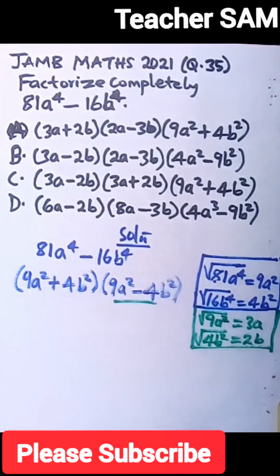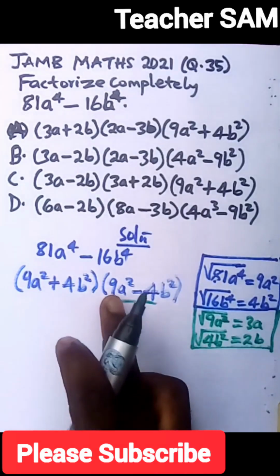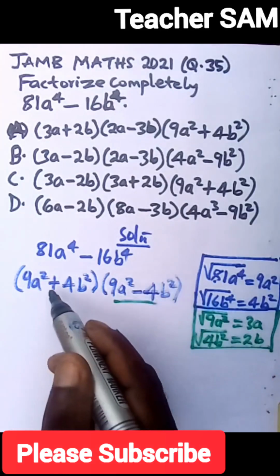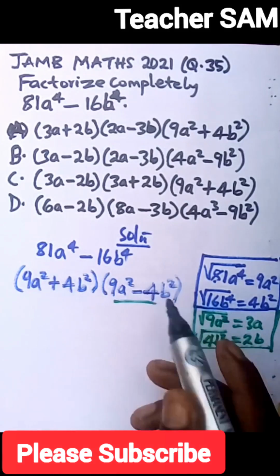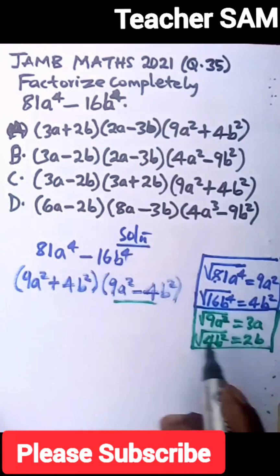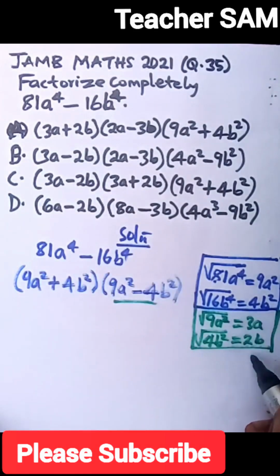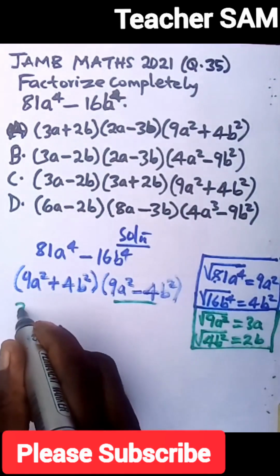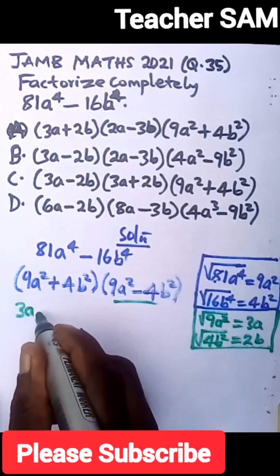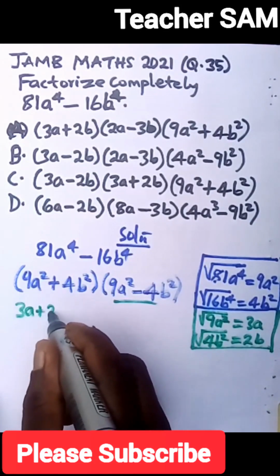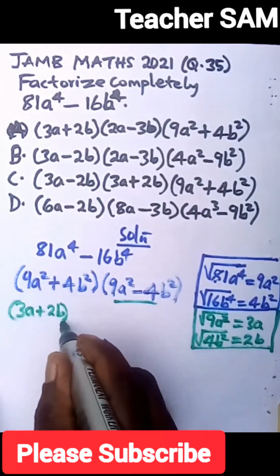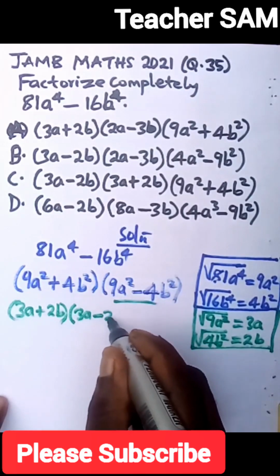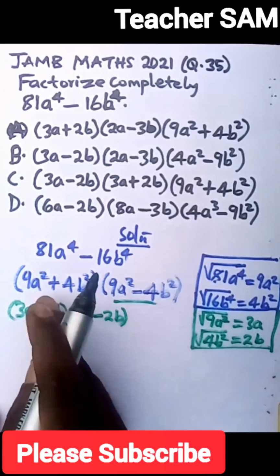So it's also a perfect square, since we can take the square root of this and this. Now this only works for a difference, not for a sum. So I'm going to do the same thing we did in the first case: multiply their sum by their difference. So that will now be 3a plus 2b times 3a minus 2b.